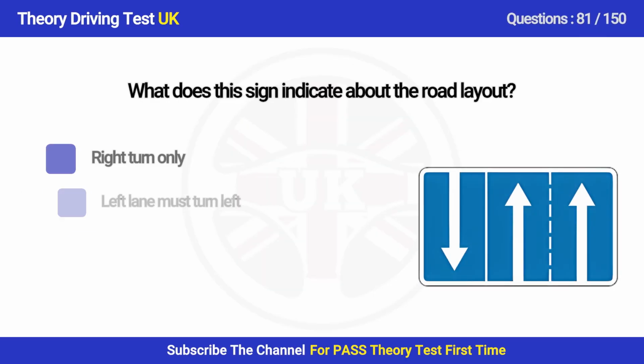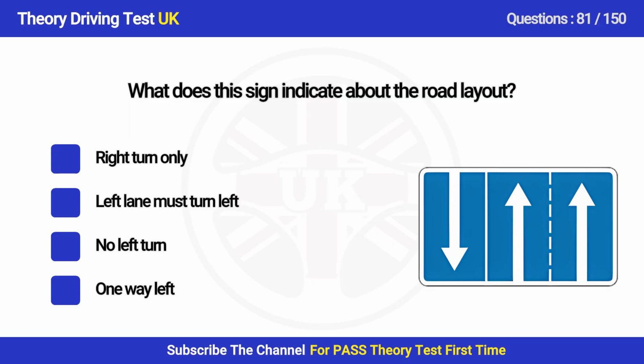Question 81. What does this sign indicate about the road layout? A. Right turn only. B. Left lane must turn left. C. No left turn. D. One-way left.